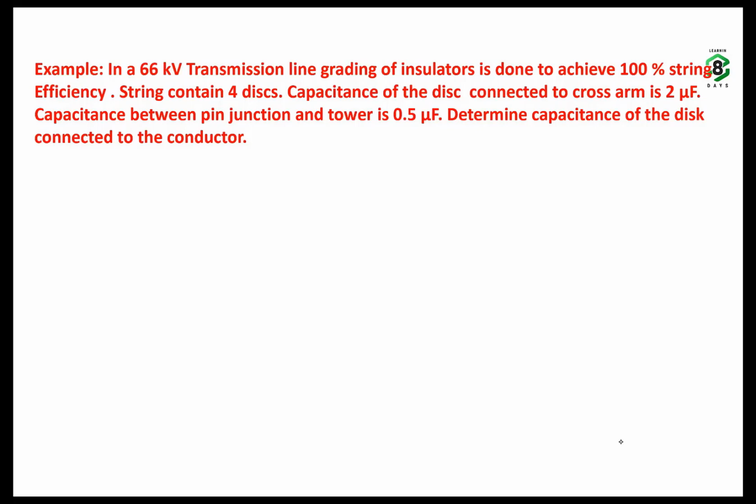In a 66 kV transmission line, grading of insulator is done to achieve 100% string efficiency. The string contains 4 discs. Capacitance of the disc connected to the cross-arm is 2 microfarad. Capacitance between pin junction and tower is 0.5 microfarad. Determine the capacitance of the disc connected to the conductor. That is the question.